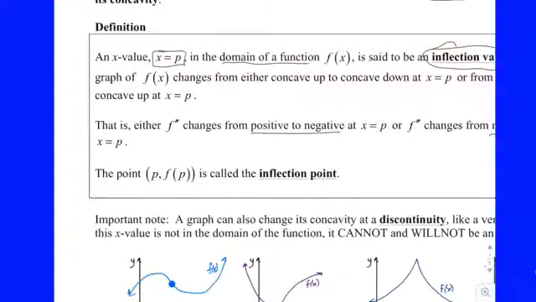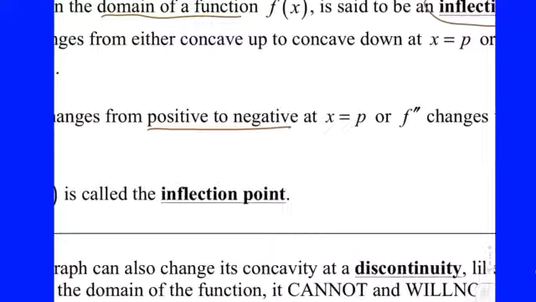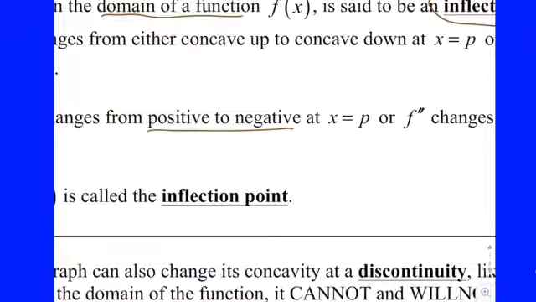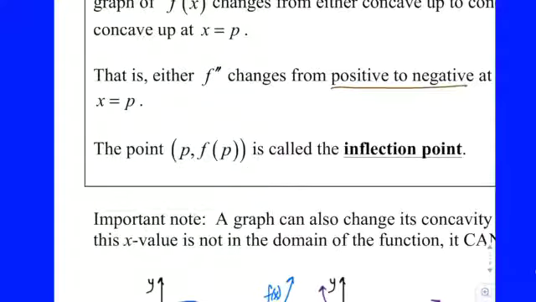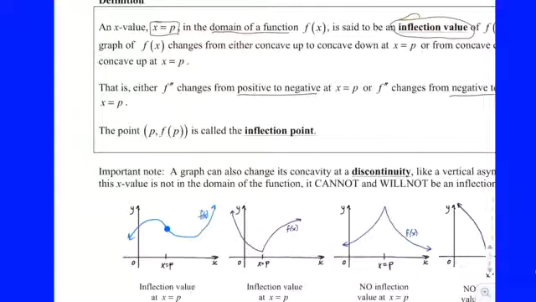Now there is no local max, local min differentiation for second derivatives. We just call it an inflection value. So whether the second derivative changes from positive to negative or negative to positive, we just call it an inflection value. If you then come up with the inflection point, that would be the ordered pair.